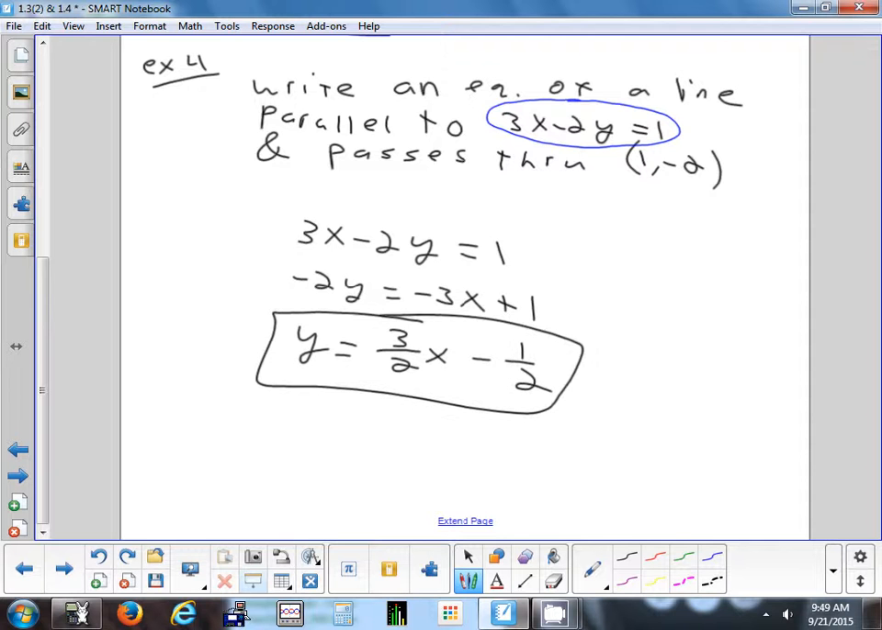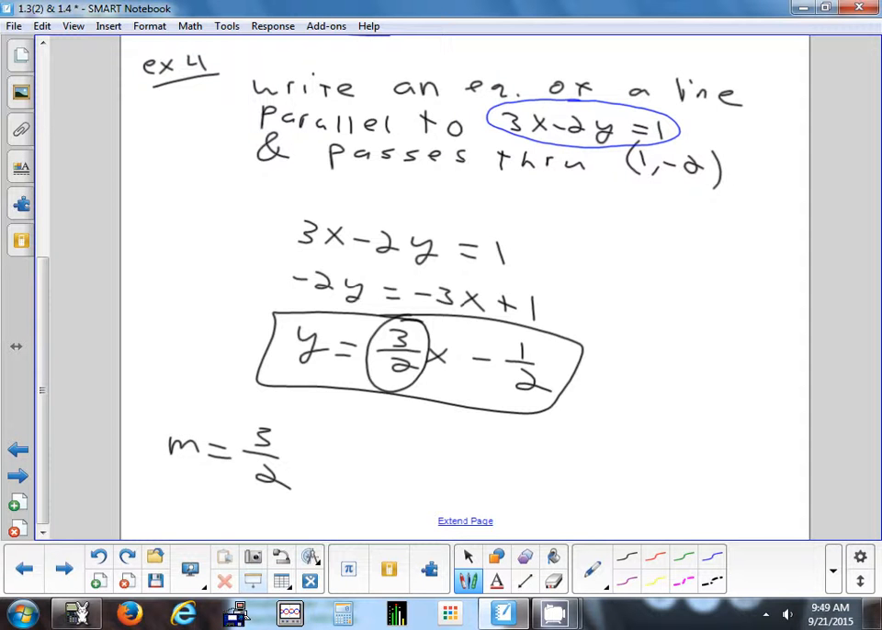Okay, what I did when I divided -3 by -2, negative divided by negative is positive, and then +1 divided by -2, that's a negative. So Cameron, what's my slope here? And if I'm going to draw something parallel to that, it's also going to have a slope of 3/2. Okay, so there's my slope.